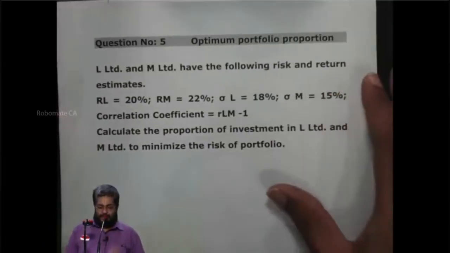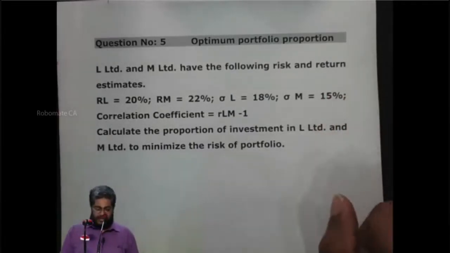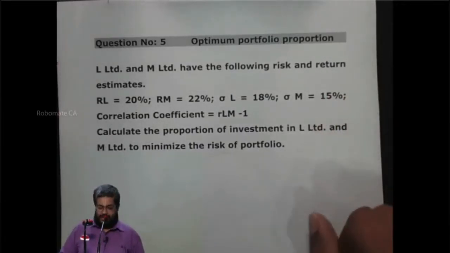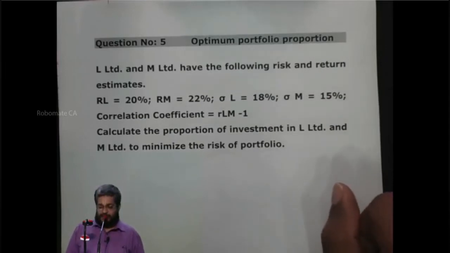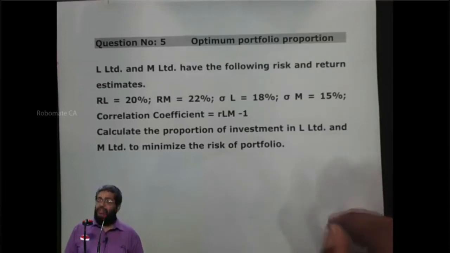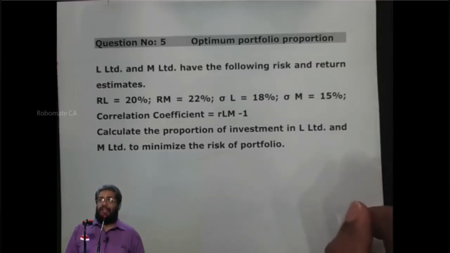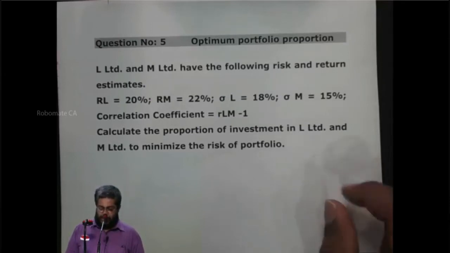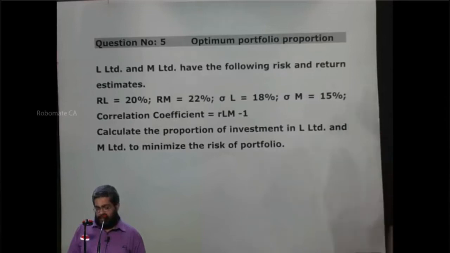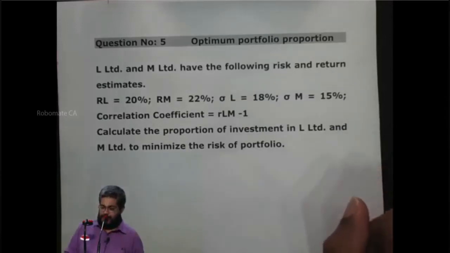Again a past examination problem. L limited and M limited has following risk return estimates. Return of L 20%, return of M 22%, standard deviation of L 18%, standard deviation of M 15%, correlation coefficient between L and M is -1. That means perfect negative. Calculate the proportion of investment in L and M to minimize the portfolio risk. Can we start or not? Very simple. Let's do it together.